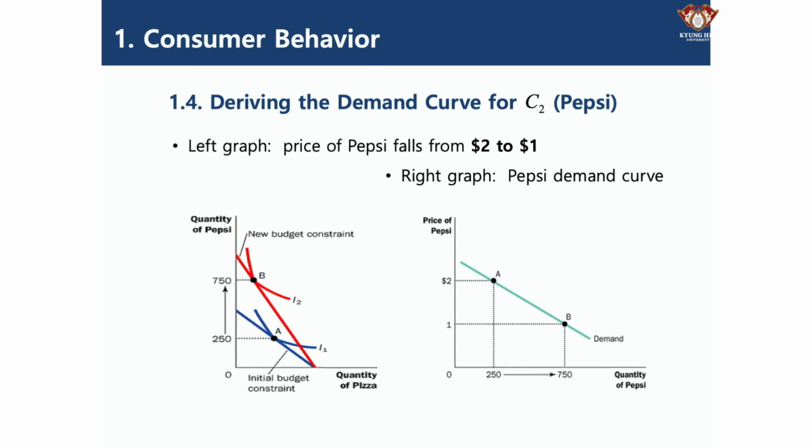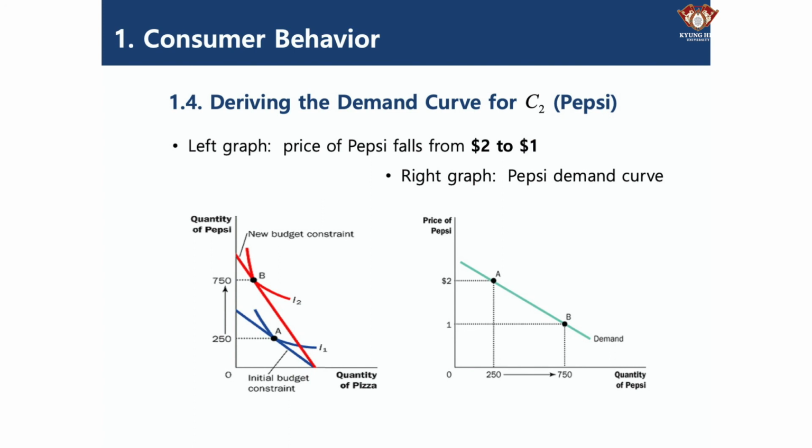So this one is extracted from Mankiw's Introduction to Economics book, right? So, for example, the original budget constraint is like this. Now, the price of Pepsi falls from $2 to $1. So then the budget constraint changed like this. Then, the solution, the optimal consumption bundle, moves from A to B, right?